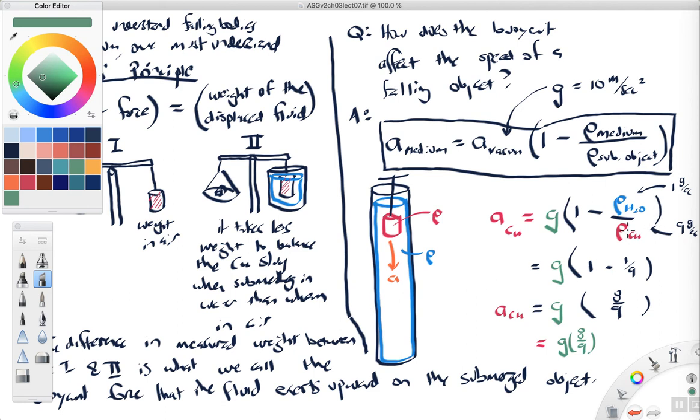Notice this ratio here implies that if you're dropping an object that has the exact same density as the medium, so let's say you're dropping this in some high density fluid that has a density of 9, you take 1 minus 9 over 9. 9 over 9 is 1. 1 minus 1 is 0. So that would mean that the acceleration would be equal to g times 0, or 0. There would be no acceleration. We would then say that the object is neutrally buoyant. It doesn't fall at all. That's because it has the same density as the medium.